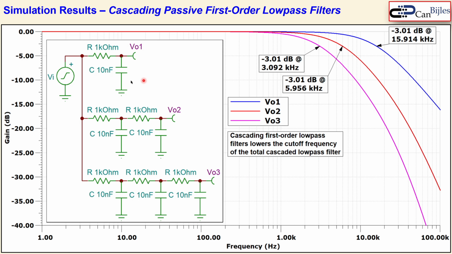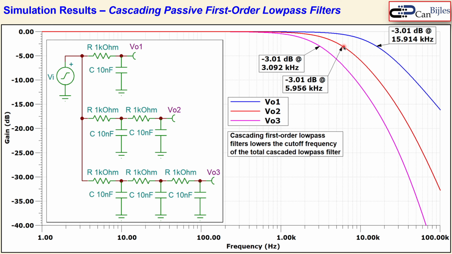Okay, the final one we'd like to discuss is about the cascading of passive first order low pass filters in the more generic way. Now you have here the first order, second order, of course same thing, and then also now the third order. I would like to now discuss what happens with the cutoff frequency. For the situation where you have only a simple first order low pass filter, your cutoff frequency here is approximately 15.91 kilohertz.